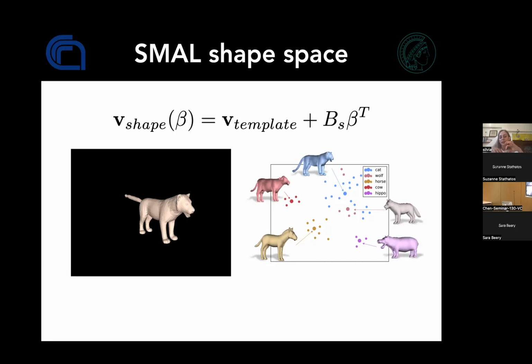That means that cows and horses and hippos are very different, while lions, cats, and dogs are maybe less different. And if we change the shape, the beta variables, if we move from one cluster to the other one, we can actually interpolate between these families and have an idea of how this shape space looks like.